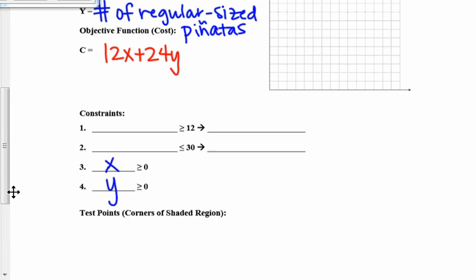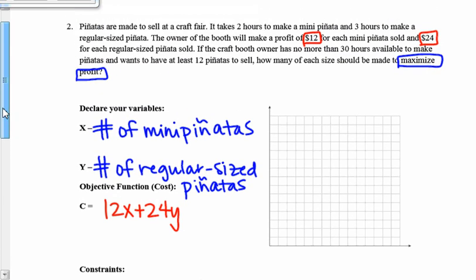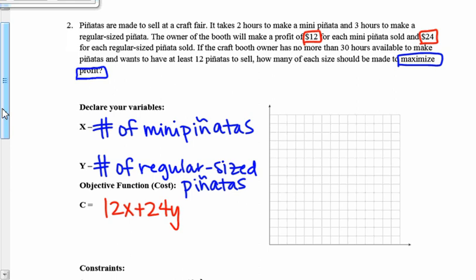Okay, so let's look at that first constraint. Something has to be greater than or equal to 12. Well, it says that he wants to have at least 12 piñatas to sell.